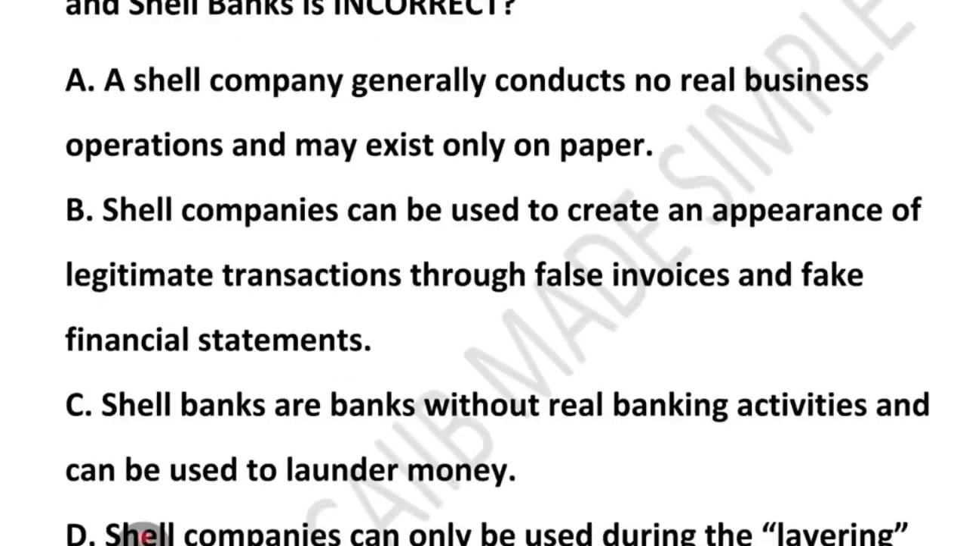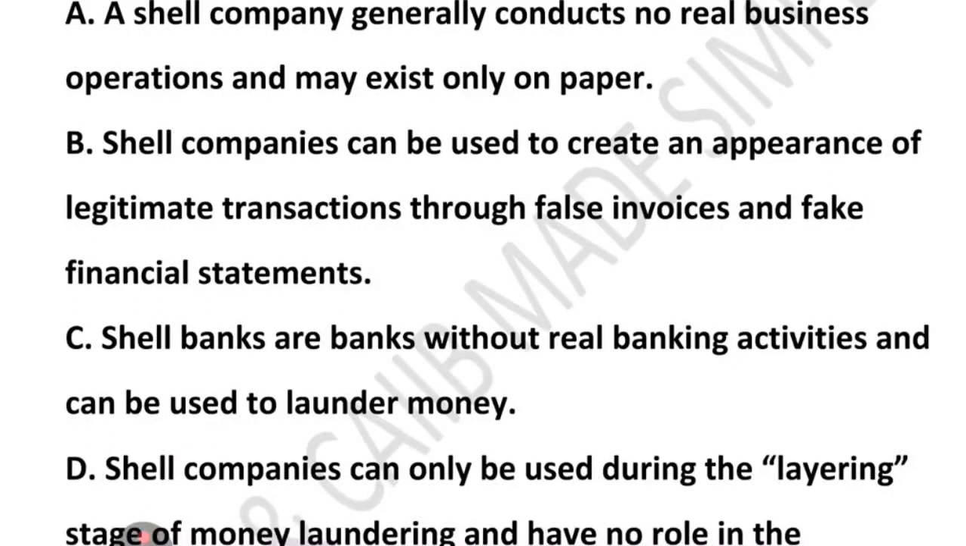Then option B, shell companies can be used to create an appearance of legitimate transactions through false invoices and fake financial statements. Is this correct? Yes, it is correct. What does this mean? It means companies use them to fake transactions. For example, a drug cartel sells imaginary goods to justify dirty money, like a fake receipt to claim you bought a laptop you never owned.